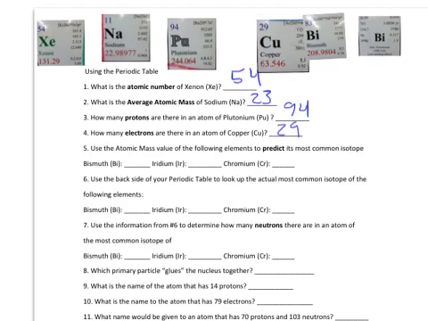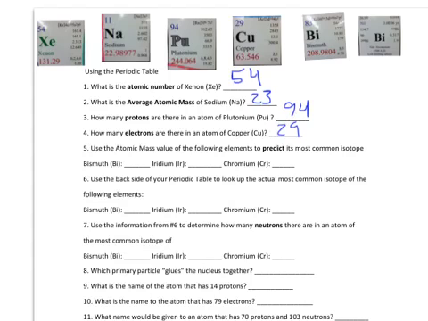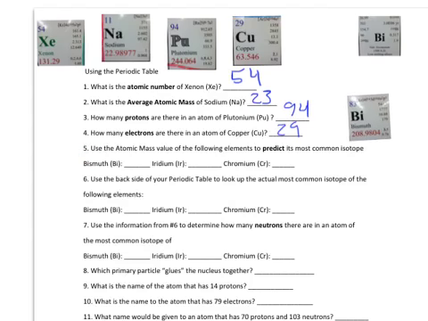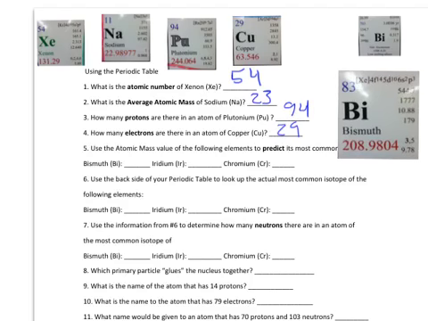Let's put this back here. Let's see. Use the atomic mass value for the following elements to predict the most common isotope. We're just going to take the first one. We're going to take bismuth. So let's find bismuth. Here it is. So we're going to look here and say, well, what is the most common isotope? We're just going to take this number here and round it to a whole number. And we're going to predict that the most common isotope is going to be 209. Now, you know what? 9 times out of 10 this works. It doesn't always work. Let's see if it did.